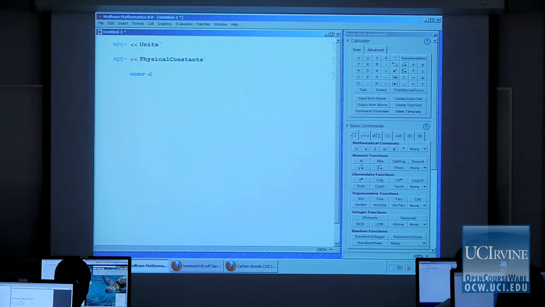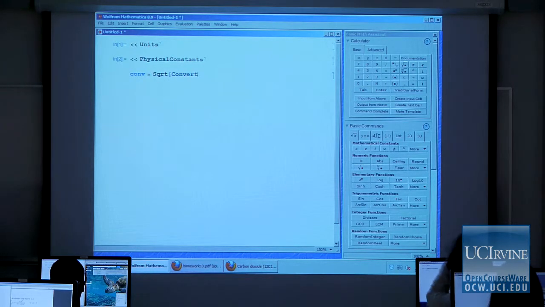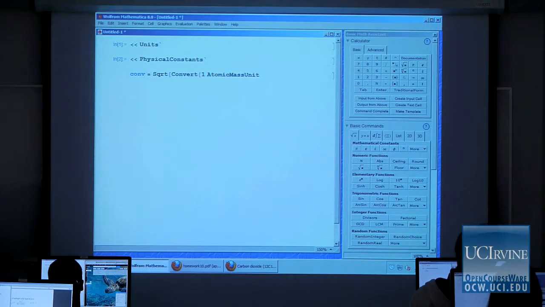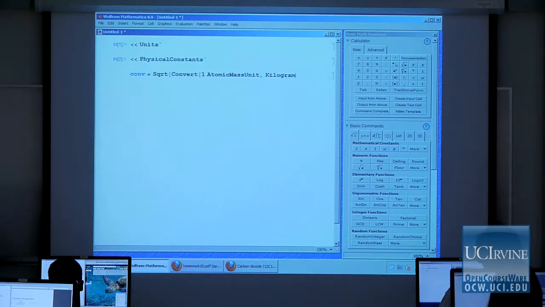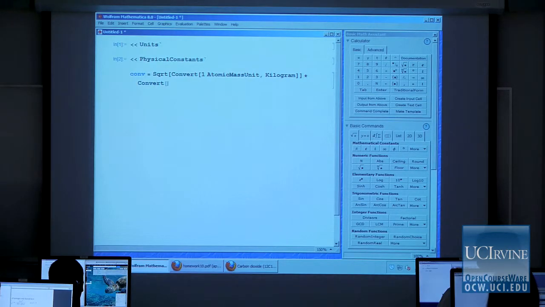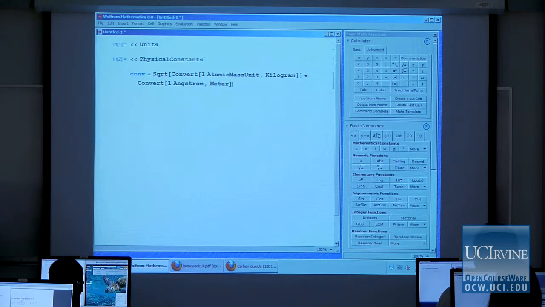So now I'm going to say conv equals, and this is going to be AMU to the 1/2 times angstrom divided by eV to the 1/2 in SI units. So the way I'm going to do that is I'm going to say square root, this is going to be the AMU to the 1/2, and then Convert[1 atomic mass unit to kilogram]. This is going to take our atomic mass unit and convert it to kilograms, and then take the square root. And now I want to multiply that by the conversion from 1 angstrom to 1 meter. So Convert[1 angstrom to meter]. That's going to convert an angstrom to SI units, meters.